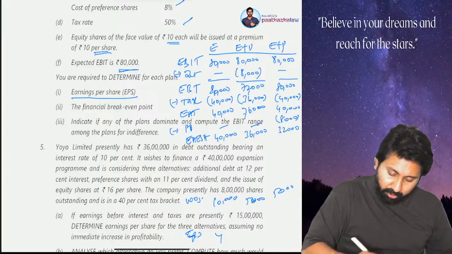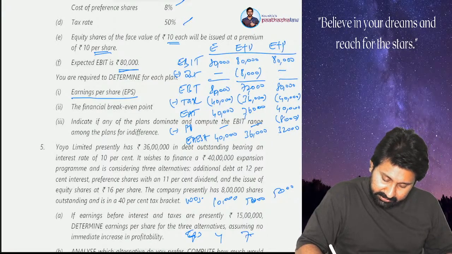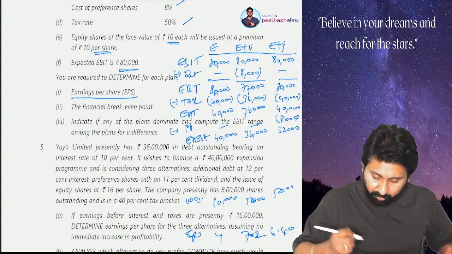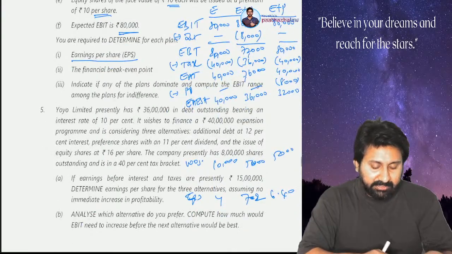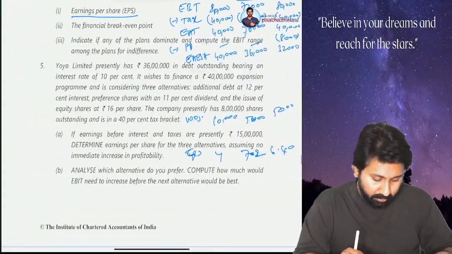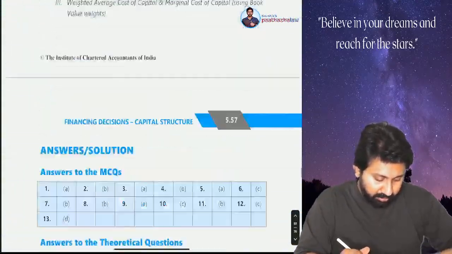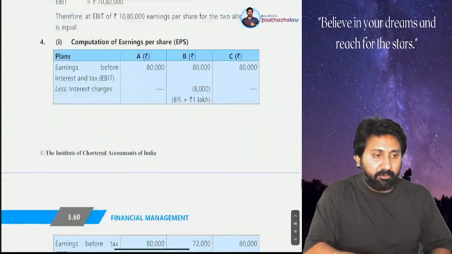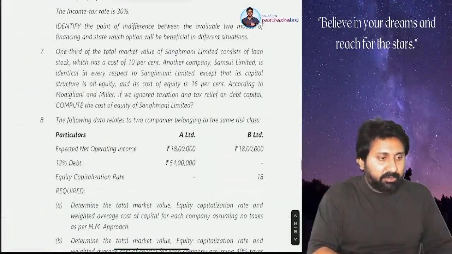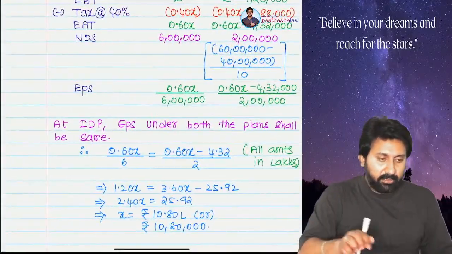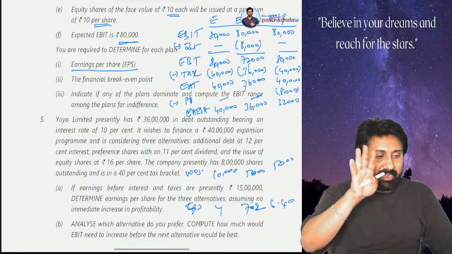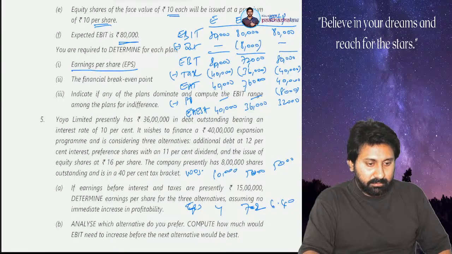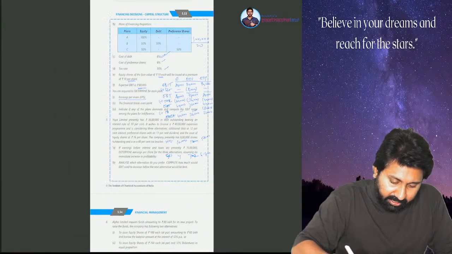EPS: 4. 36 by 5 is 7.2. 32 divided by 5 is 6.4. So 4, 7.2 and 6.4. Everyone understood the first query clearly or not? It's not just saying yes; everyone should really understand how we got this answer. So one work is over now.